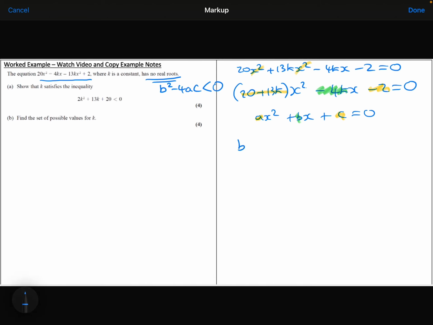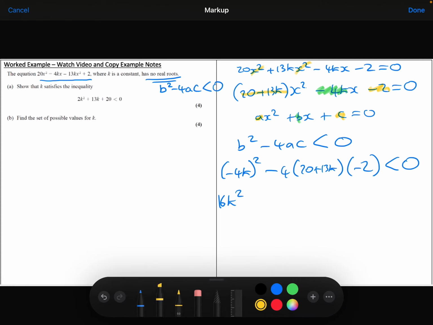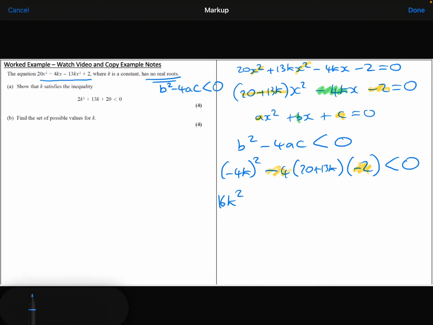So let's use those in my discriminant. The b is the minus 4k. The a is the 20 plus 13k. And the c is the minus 2. Right, minus 4k times minus 4k will be plus 16k squared. Next, I've got the minus 4 times the minus 2. So that's going to be a plus 8.